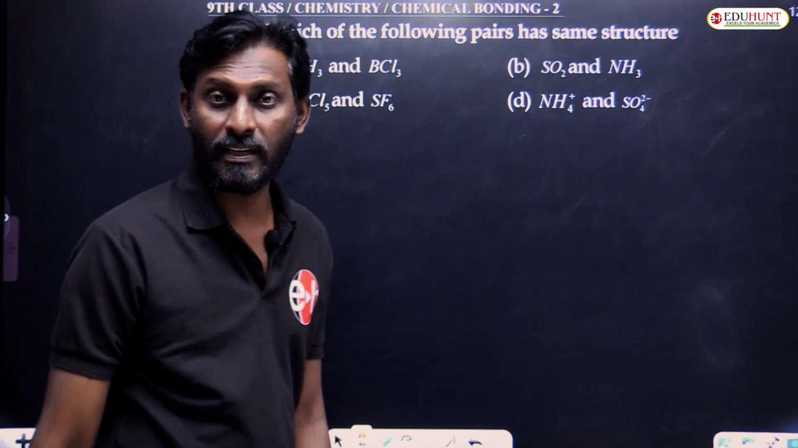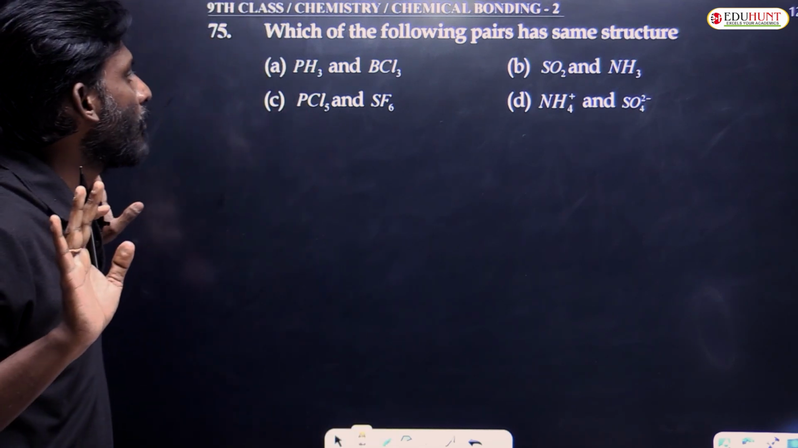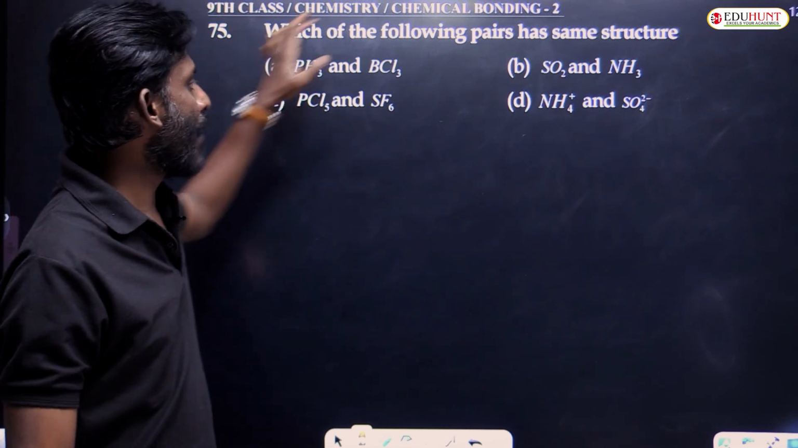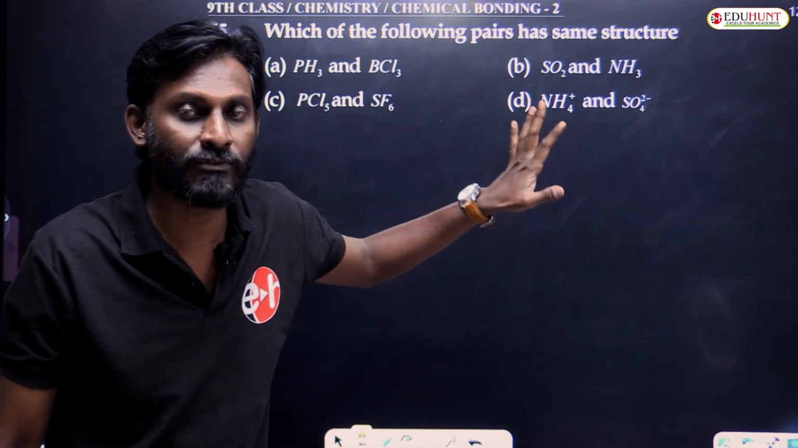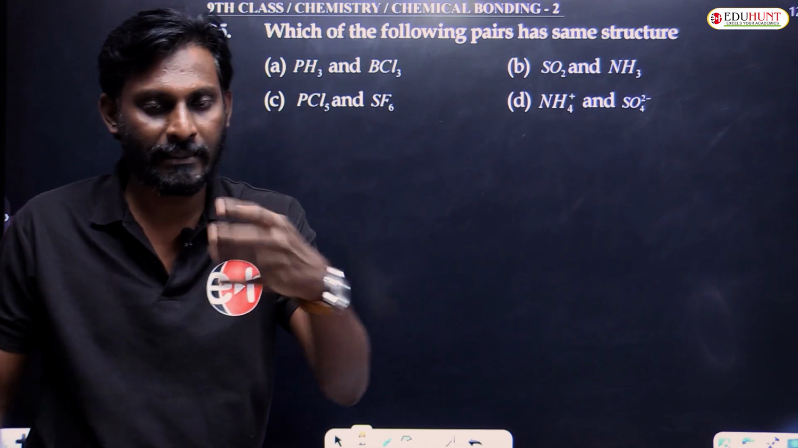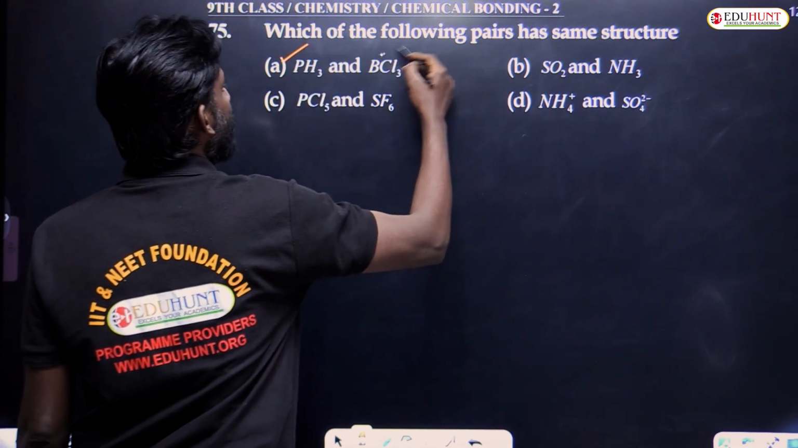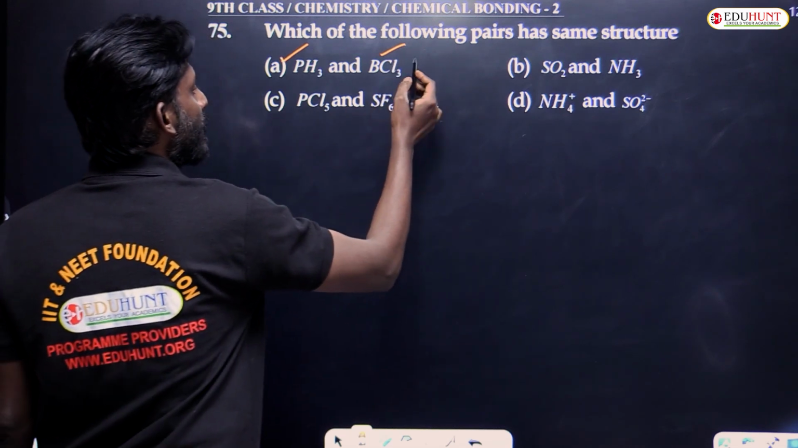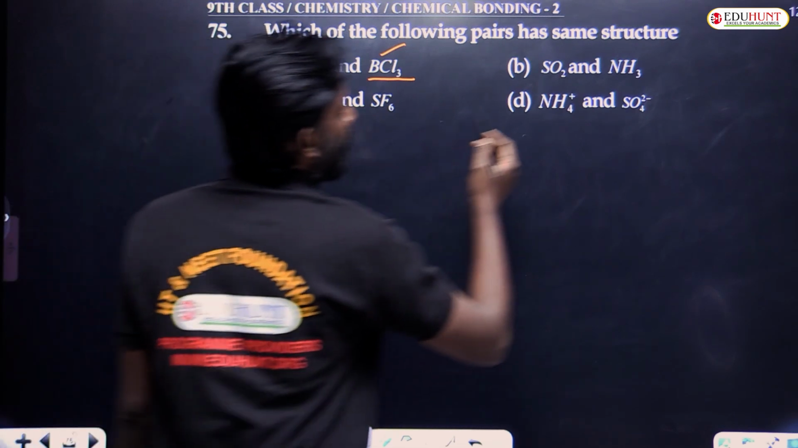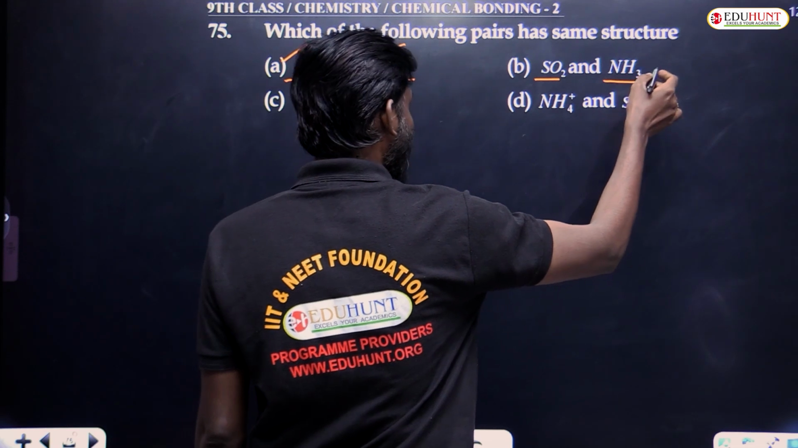Next, moving towards question number 75, I hope you are following very clearly. Which of the following pairs has the same structure? We have been given 4 options. Among these, we have to pick the option in which the pair has the same structure. This is PH3 and BCl3. BCl3 is trigonal planar. This is tetrahedral. This is angular. This is tetrahedral, or sorry, it is pyramidal.